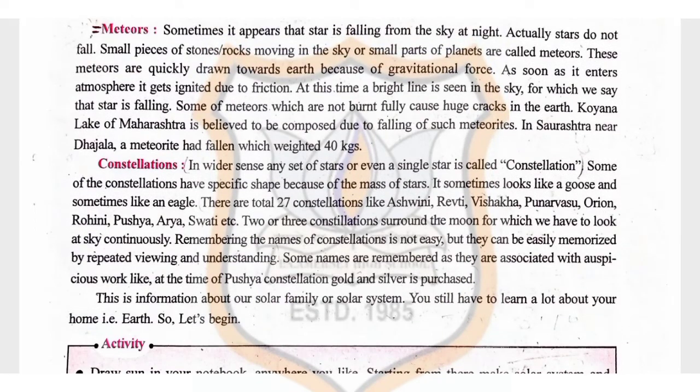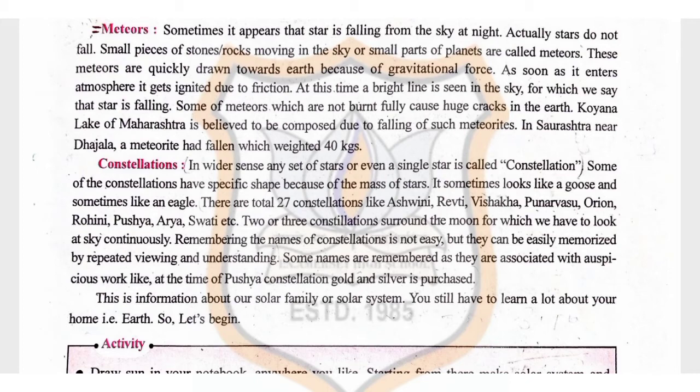Now meteors. Sometimes it appears that a star is falling from the sky at night. Actually, stars do not fall. Some pieces of stone, oblique rocks moving in the sky or small parts of planets are called meteors. These meteors are quickly drawn towards Earth because of gravitational force. As soon as they enter the atmosphere, they get ignited due to friction. At this time, a bright line is seen in the sky, for which we say that a star is falling.